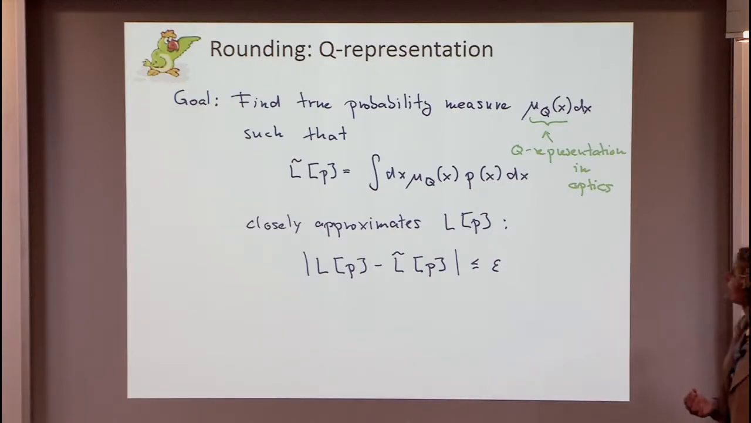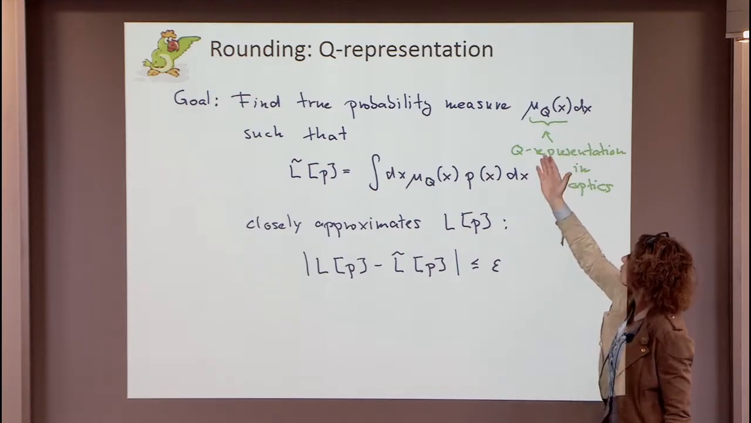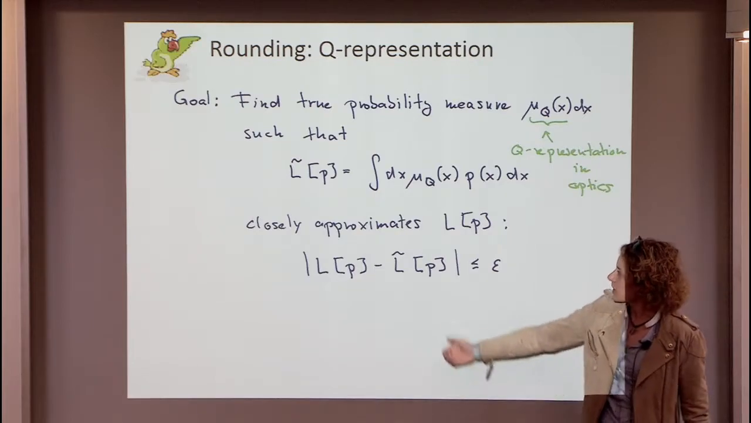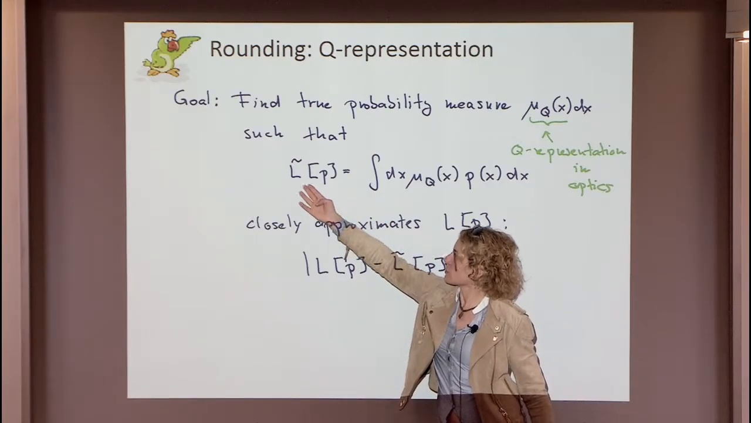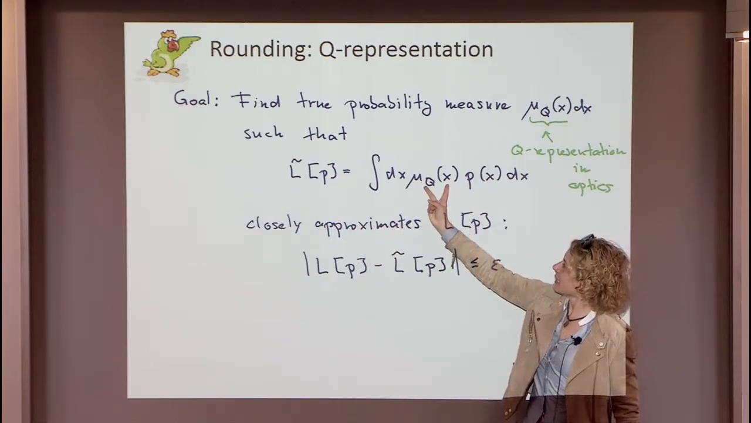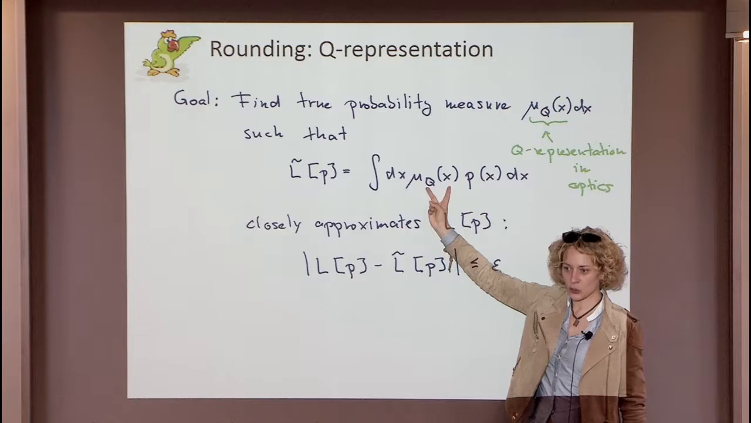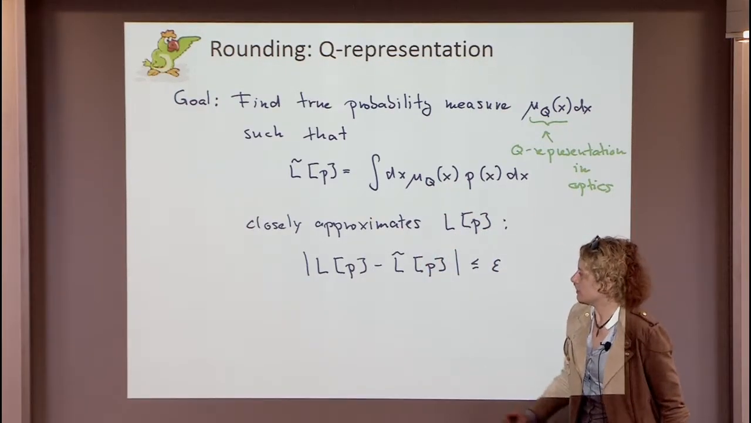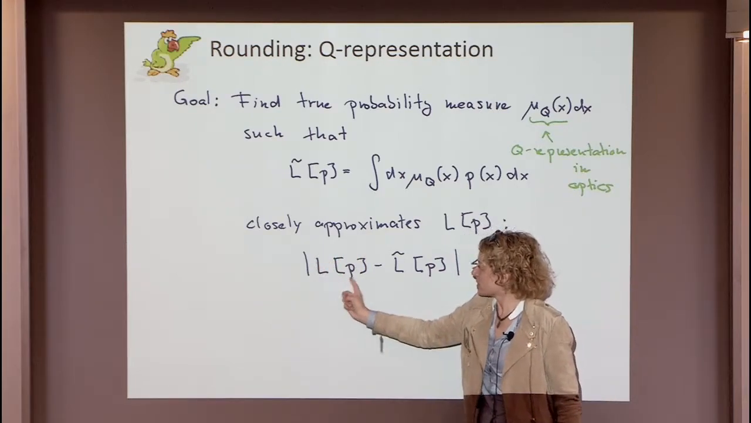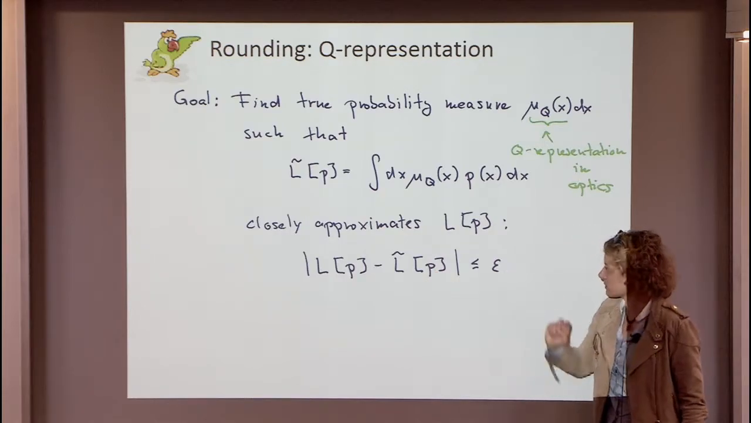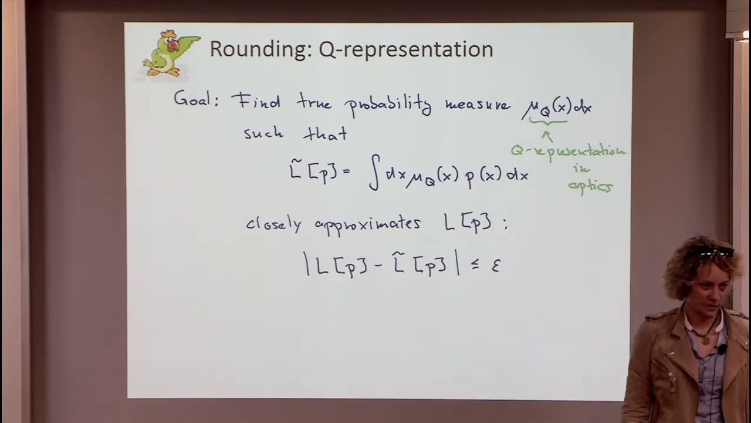The goal of what I'm going to discuss is to find the true probability measure, mu q, which in quantum optics is also called the Q representation, such that an approximation, which I will call LP, where I have taken P and replaced it with Q, closely approximates L. I want the difference between the actual SDP solution and the approximation that I just constructed to be smaller than some epsilon, which I determine.